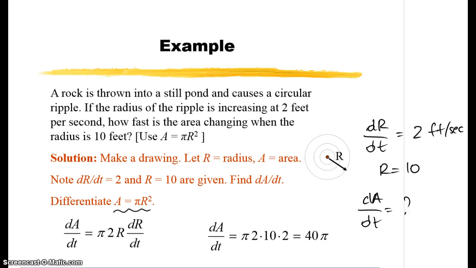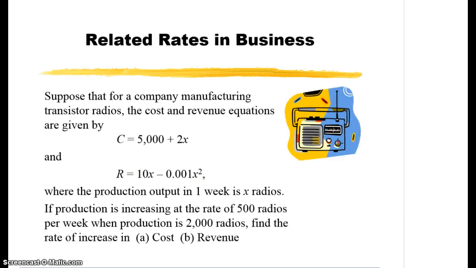Notice, r here is a function of time. The radius increases as a function of time. It depends on how much time has passed since you've thrown the rock. Okay, so now substitute the appropriate values that you have into this formula, and you obtain 40 pi. So dA/dt must be 40 pi.